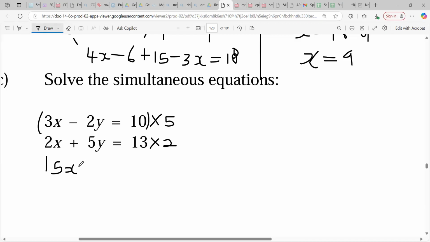5 times 2 gives you 10y. And then 5 times 10 is 50.